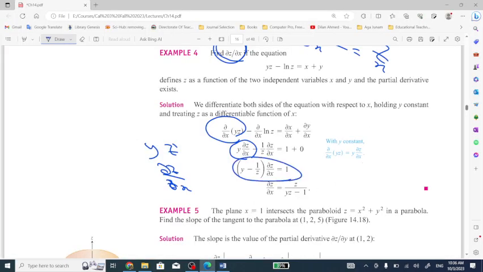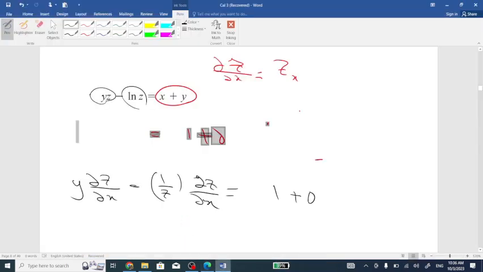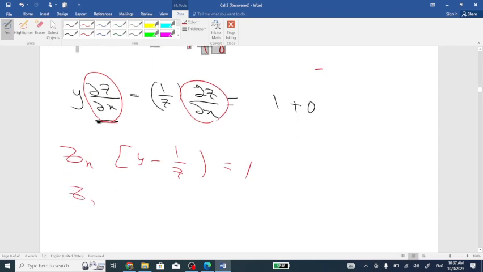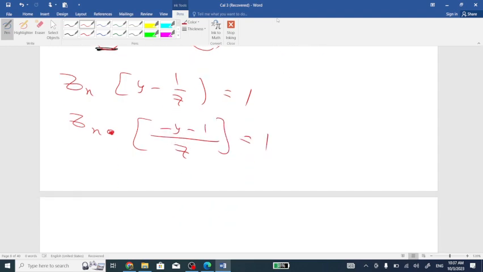Here are the things that we got. Then I know you know how to organize. Take zx as a common factor. So I have zx, and it remains y minus 1 over z equal to 1. Am I right? Then I know how to find zx: multiply by the common denominator, it will be zy minus 1 equal to 1. Then zx will be what?